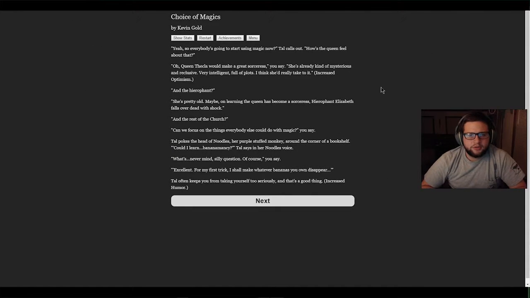Yeah, so everybody's going to start using magic now, Tal calls out. How's the queen feel about that? Oh, Queen Thekla would make a great sorceress, you say. She's already kind of mysterious and reclusive, very intelligent, full of plots. I think she'd really like it. Increased optimism. And the Hierophant? She's pretty old, maybe. Maybe on learning the queen has become a sorceress, Hierophant Elizabeth falls over dead with shock. And the rest of the church? Can we focus on the things everybody else could do with magic, you say?